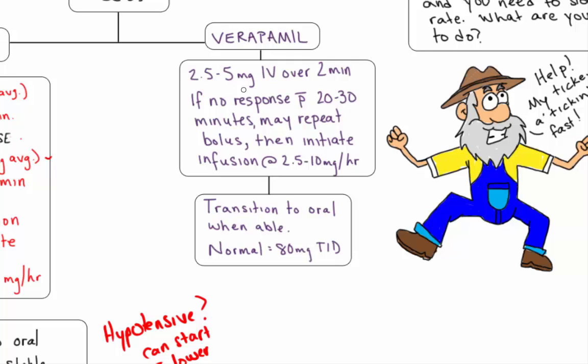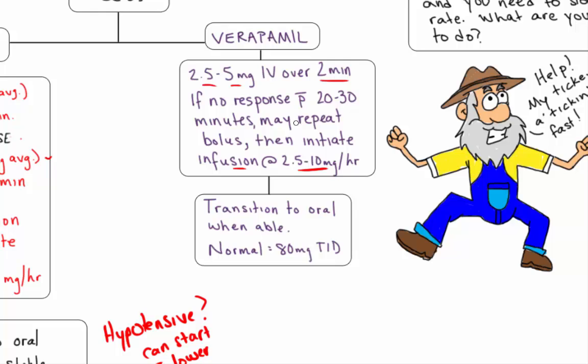If you do use it, then start with 2.5 to 5 milligrams and give that over 2 minutes again. So 2 minutes is kind of the average time frame to give an IV dose over, and that's going to help avoid hypotension. If you don't have any response after about 20 to 30 minutes, you can repeat the bolus, and then you're going to follow up with an infusion at 2.5 to 10 milligrams per hour. And your starting dose, again, is just going to be based on what the patient is showing you.